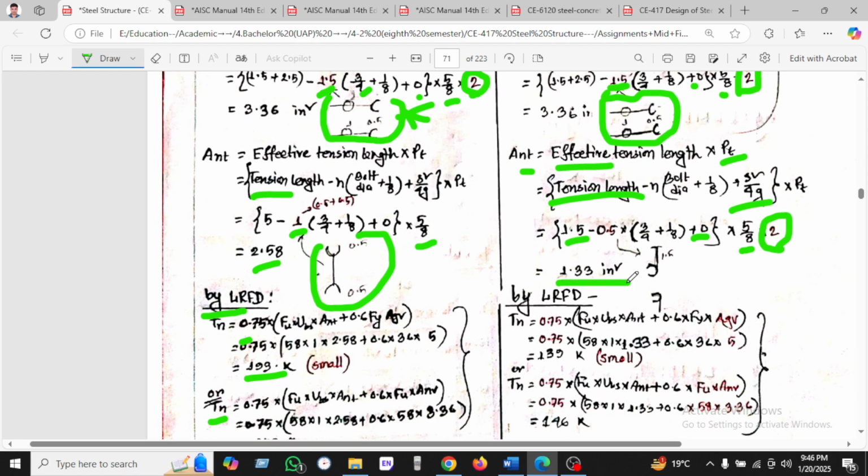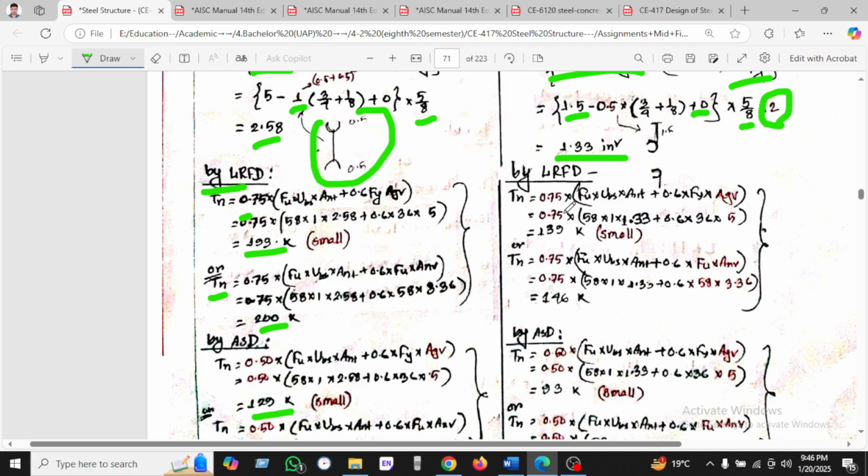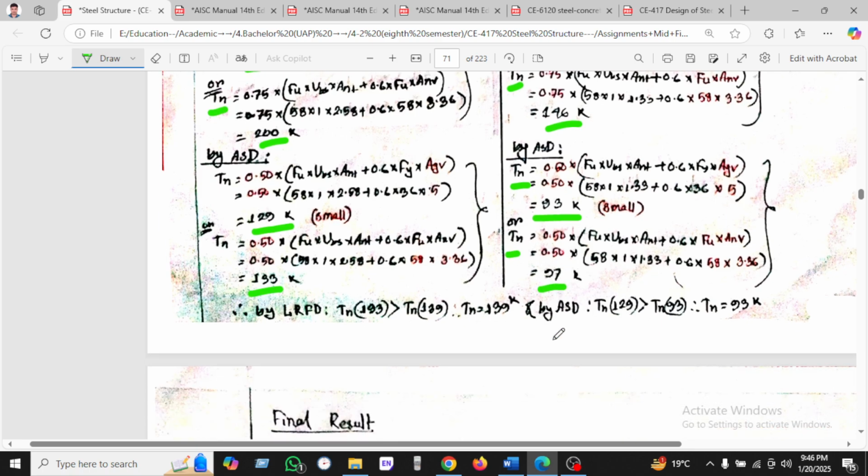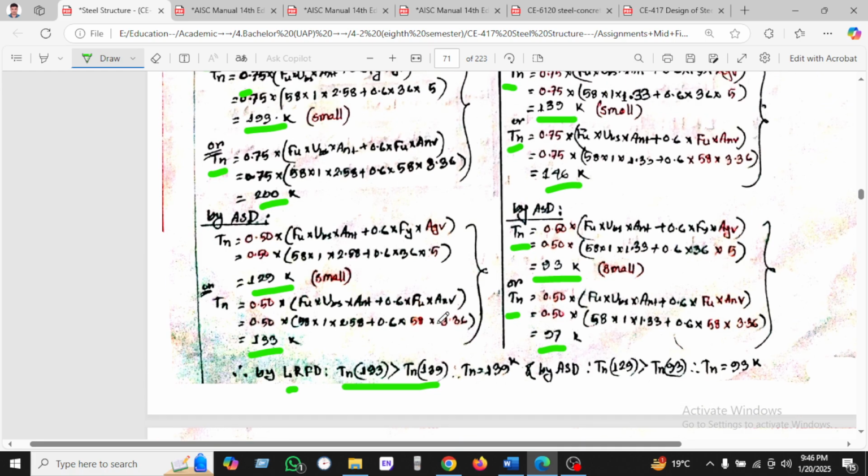So in this way we found 1.33, and using the LRFD formula we found 139, or using another formula we found 146. And in the same way we calculate the ASD method and found 93 kilonewton and 97 kilonewton. So if we know the LRFD method, Tn equal to 393 is greater than 139. So 393 and found 139.